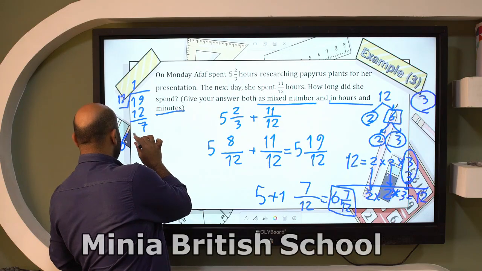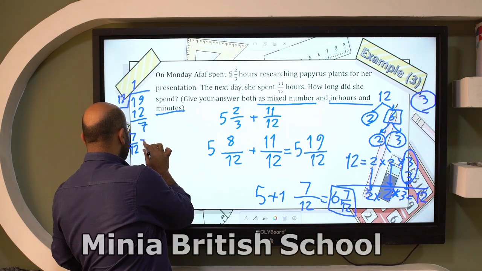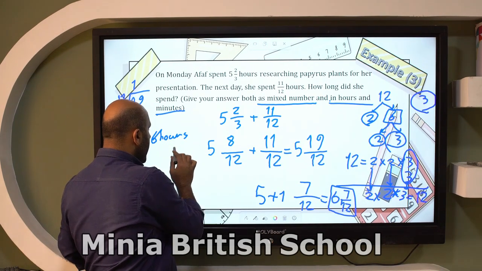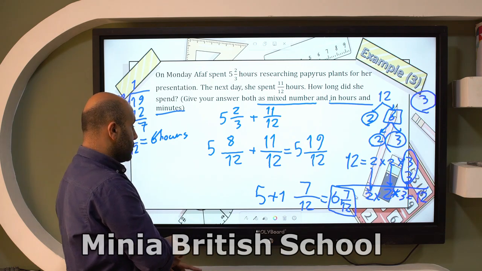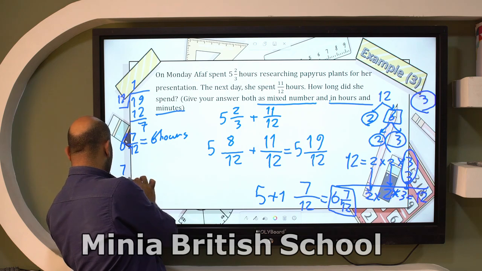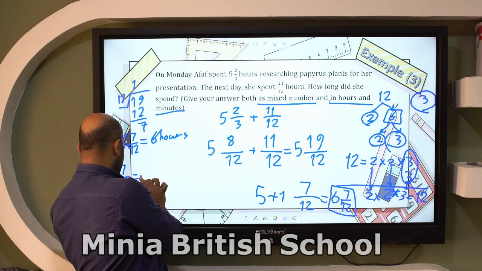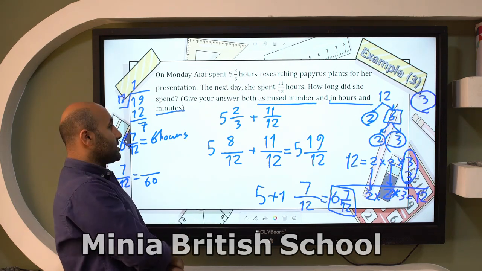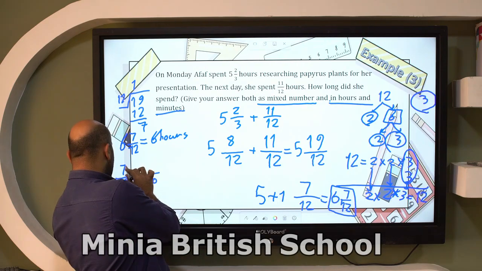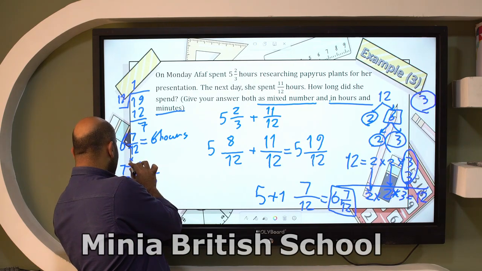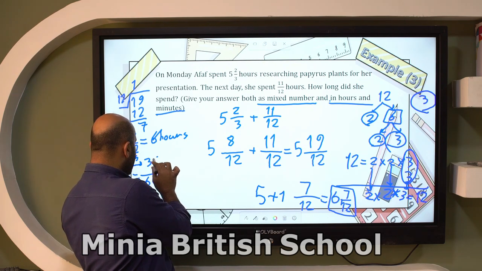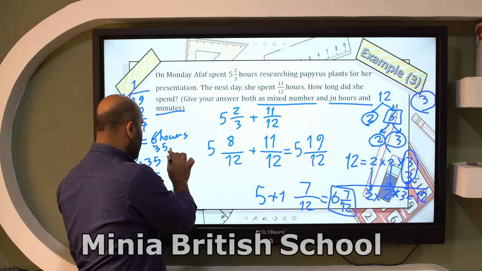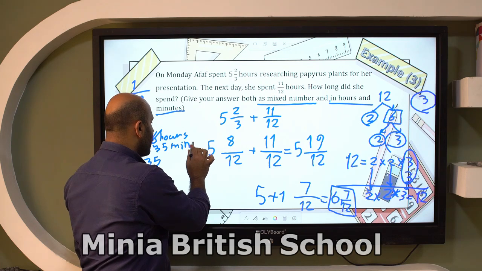6 and 7 over 12. That means 6 hours. And what about the minutes? I will get the equivalent. Okay, 7 over 12 equals, the denominator will be 60. Ask yourself, 12 times what gives me 60? You all get it, times 5. So 7 times 5 equals 35. That means 6 hours and 35 minutes. This is our answer.